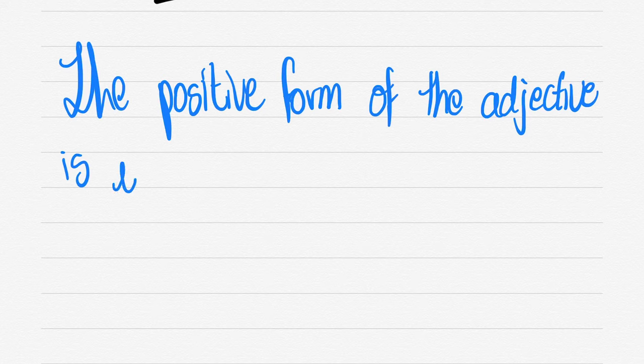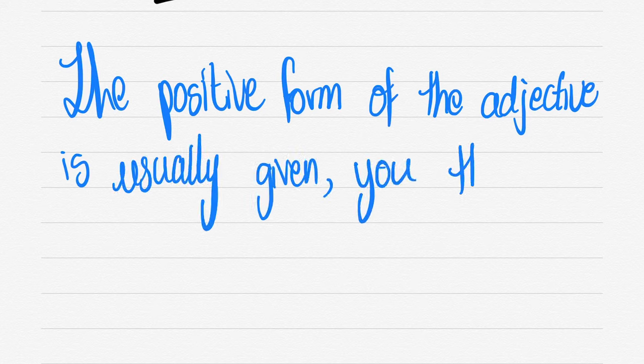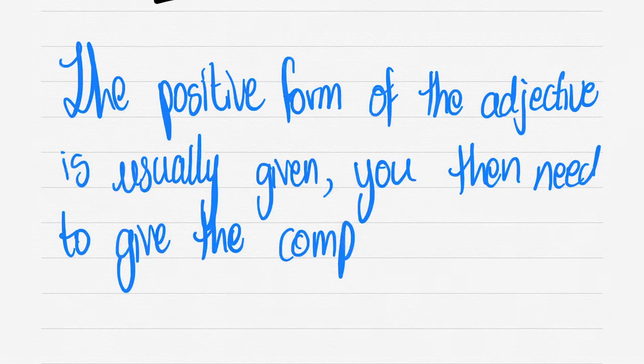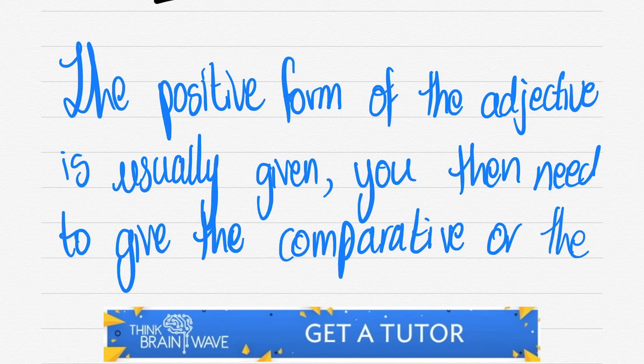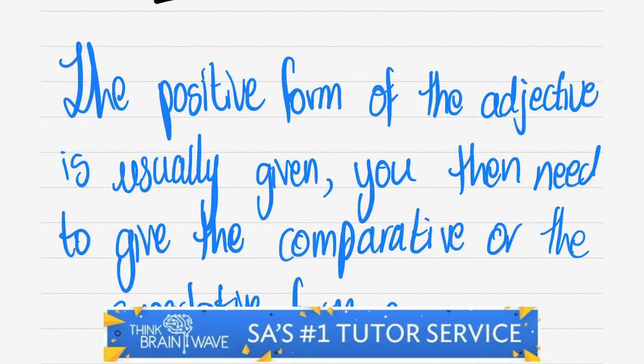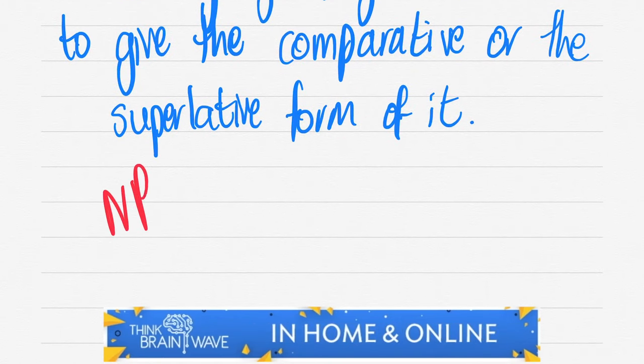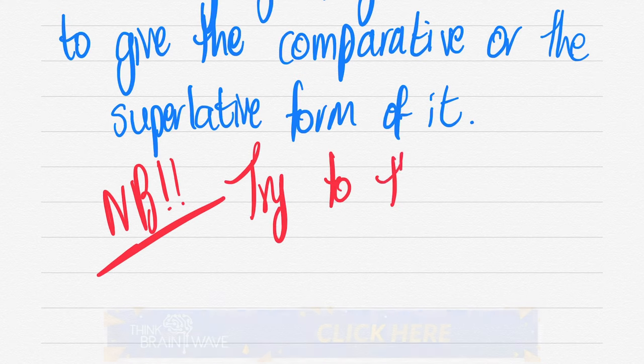Over here, we're going to see how you are being tested for the Trappe van Vergelyking. Right, so this is a little bit more in-depth. The positive form of the adjective is usually given. Right, so you then need to give the comparative version, or the superlative, so comparative versus superlative. If you're not sure what these words mean, don't worry, stick around, I will be explaining.